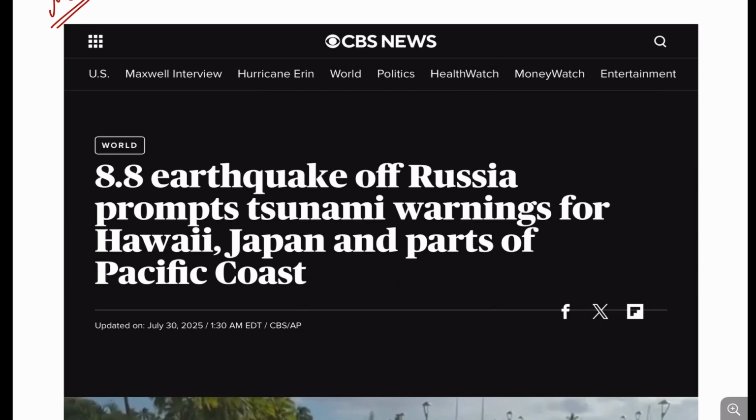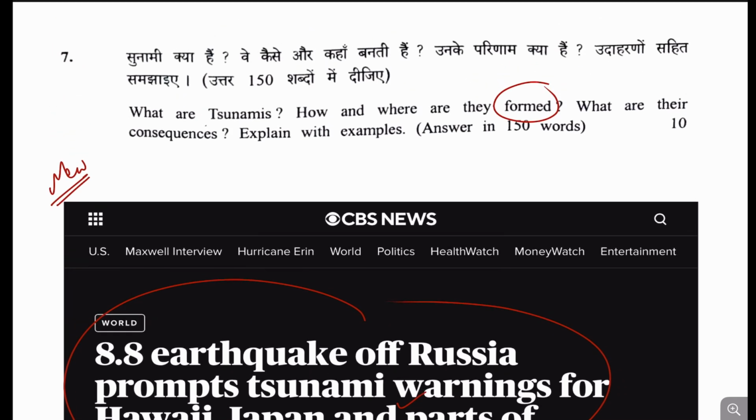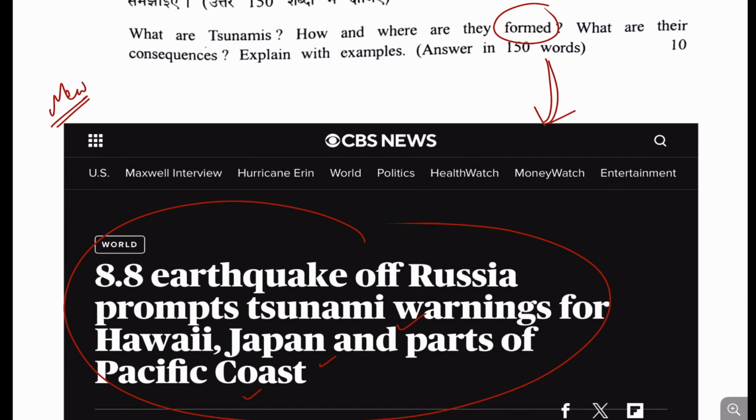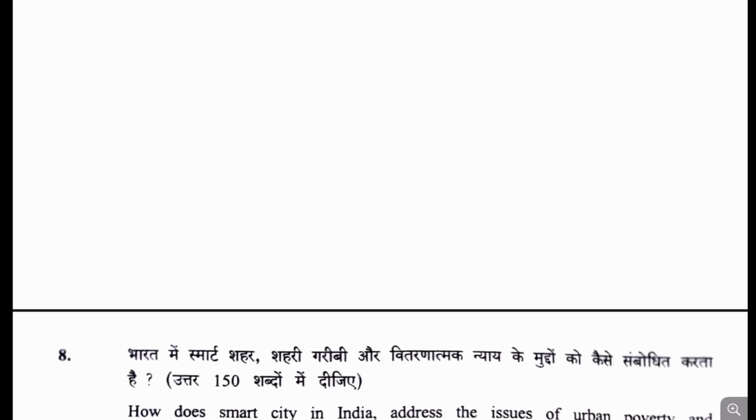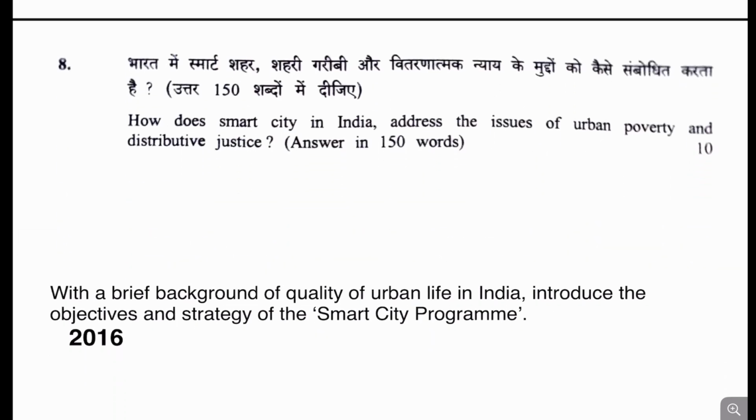Why? Because it was entirely in the news because of the 8.8 earthquake which occurred near Russia, in Russian territory, right? And tsunami warnings were issued not only for Russia but also for Japan and parts of the Pacific Ocean, right? So this question was entirely derived from the news. Okay, so you should be very focused on the news and articles with respect to the geographical aspects of India as well as the world, right? So this was the analysis of question number 7.